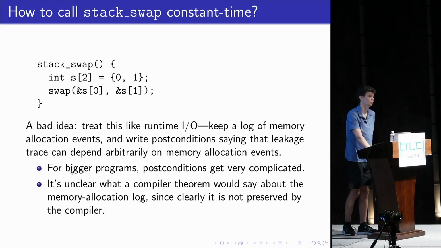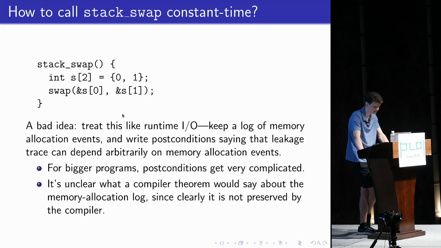So how do we generalize our notion of constant time to say that programs like stack swap are constant time? A bad idea would be to treat this the way I just showed you how to treat runtime I/O. We could keep a log of memory allocation events, and then write postconditions saying that, since surely the memory allocation addresses should be public data, the leakage trace could depend arbitrarily on memory allocation events kept in this memory log. The problem with this is that for bigger programs, postconditions would get extremely complicated if you have memory allocations interleaved with loops and function calls and whatnot.